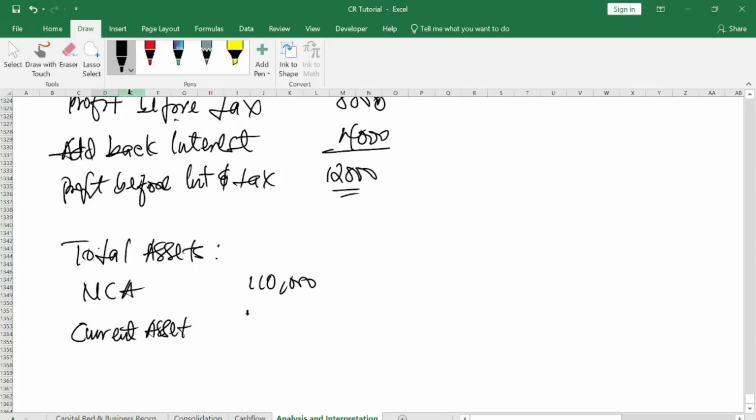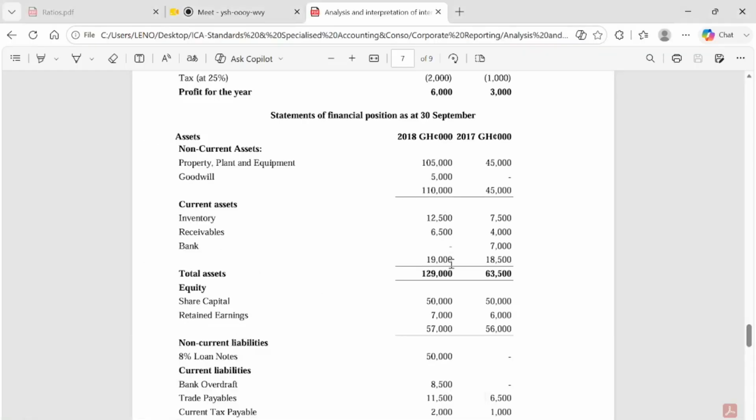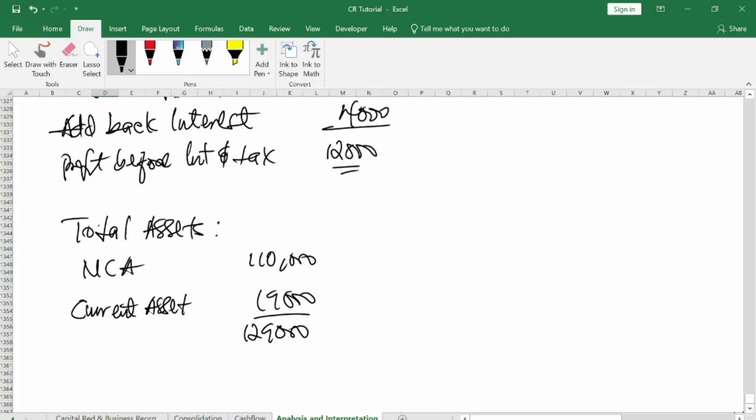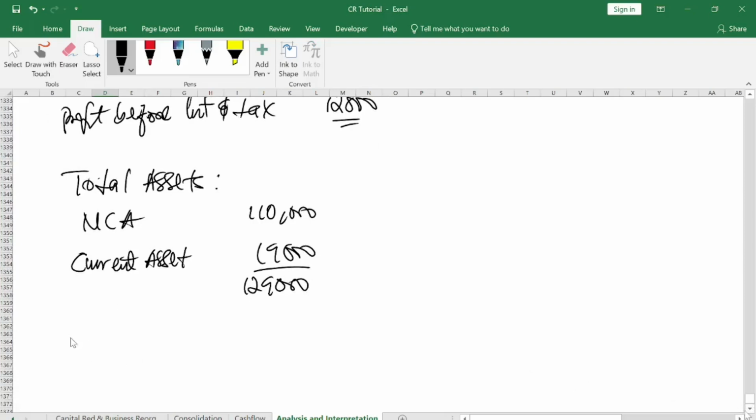Exactly. And then when you come to the current asset, we have three items. The bank is nil. So when you add them, it's 19. The 19 is absolutely correct. So when you add it to the non-current asset, it will give you 129,000. That is it for your total asset. So we are done with this.